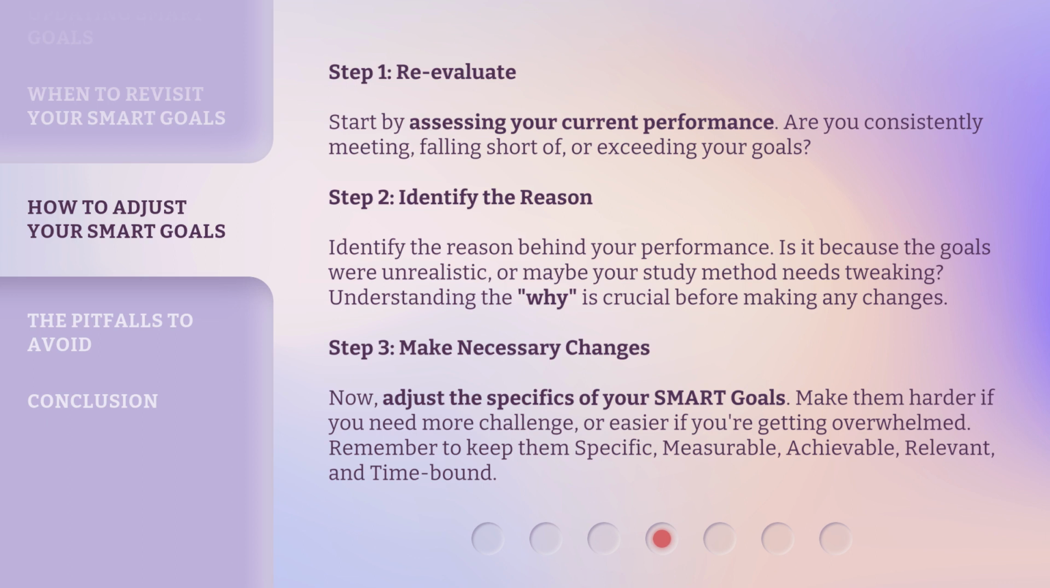Step 3. Make necessary changes. Now, adjust the specifics of your SMART goals. Make them harder if you need more challenge, or easier if you're getting overwhelmed. Remember to keep them specific, measurable, achievable, relevant, and time-bound.